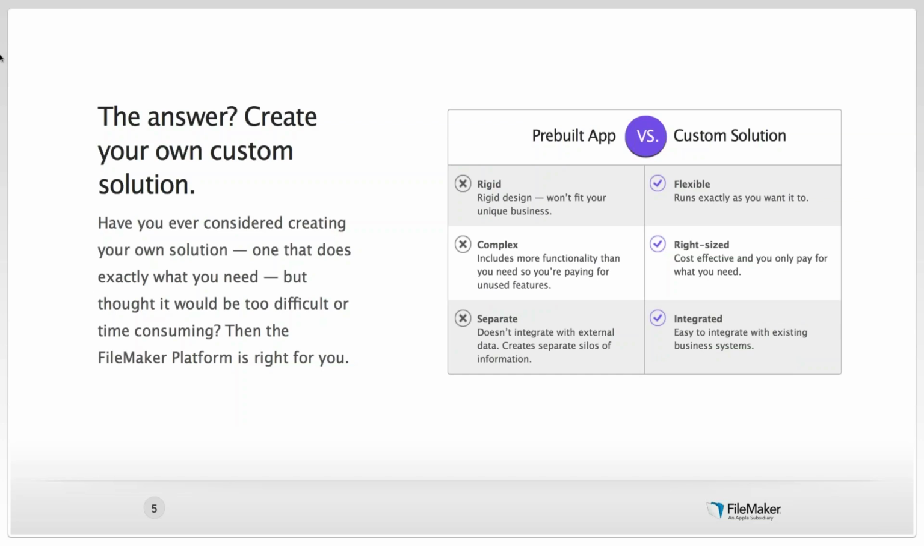So we think we have the answer. FileMaker is a rapid application development platform. We think if you look at the difference between a pre-built app and a custom solution, you'll find that the custom solution gives you a lot more flexibility. It should be the right size for your business because you've made it the exact right size, and it should help you to integrate lots of these different processes into the main systems that you may already have.